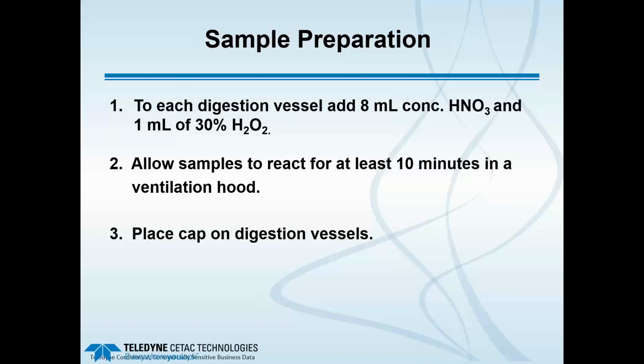And then sample preparation. To each digestion vessel, we added 8 mL of concentrated nitric acid and 1 mL of 30% hydrogen peroxide. The samples were allowed to react for at least 10 minutes in their vessels in a ventilation hood. That's to get the initial outgassing done. And then caps were placed on the digestion vessels and then put in the Mars 6 system.